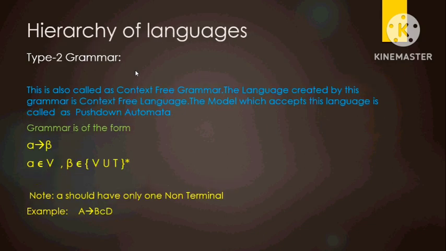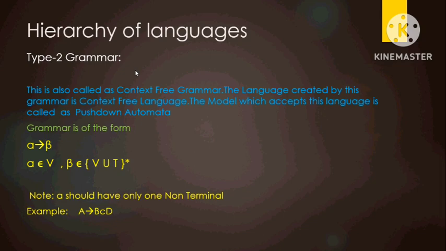Now we'll go for type 2 grammar. Type 2 grammar is also called context free grammar. The language which is created by this grammar is called context free language. The model which accepts this context free grammar, or context free language, is called pushdown automata. The general form of this context free grammar is alpha tends to beta, but understand that alpha should have only one non-terminal on the left side, and beta can have any combination of terminals or non-terminals any number of times.